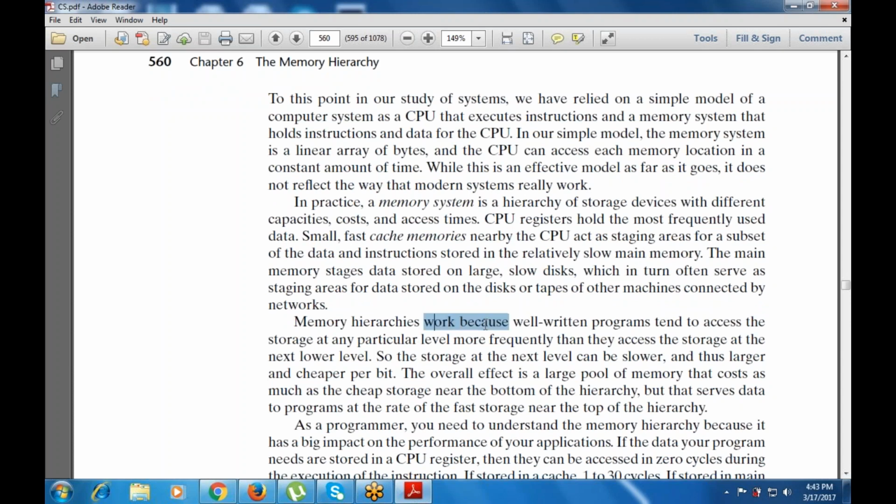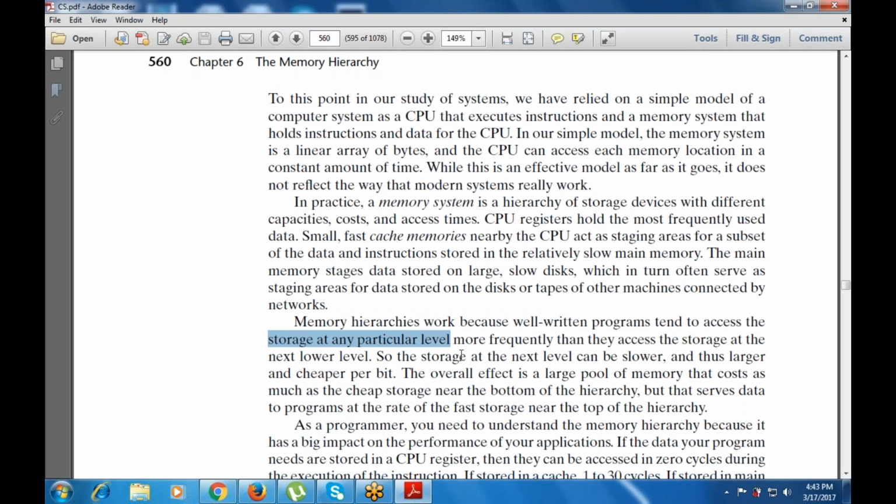Memory hierarchy works because well-written programs tend to access the storage at any particular level more frequently than they access the storage at the next level. That means first the data will be sent to the first level, then it goes to the next level, and the next. The next level can be slower, and the one after that is also slower, and thus larger and cheaper per bit.